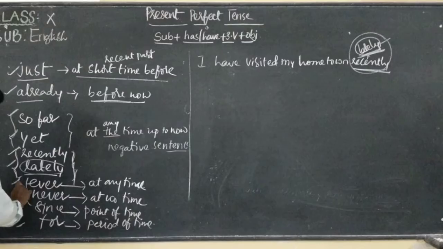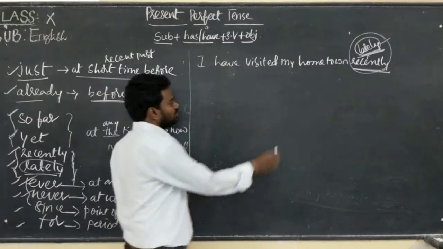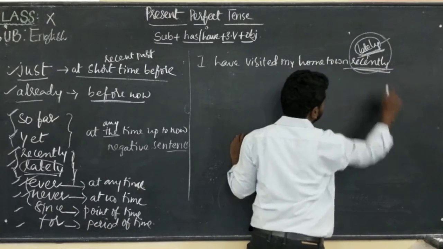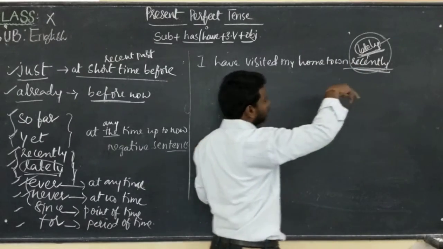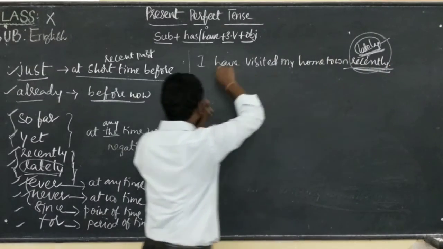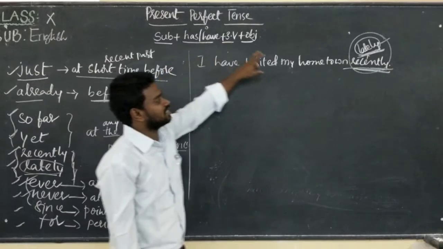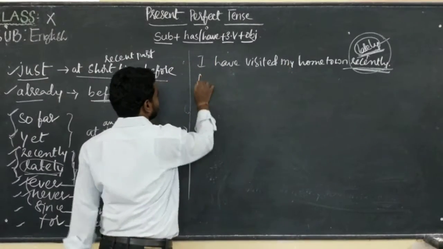Now let us see ever and never. Let us see the placement. Where is it placed? Recently is placed at the end of a sentence. And it can be placed at the beginning also. Recently, I have visited my hometown. We can write here, recently.